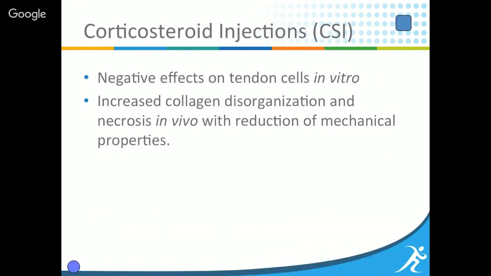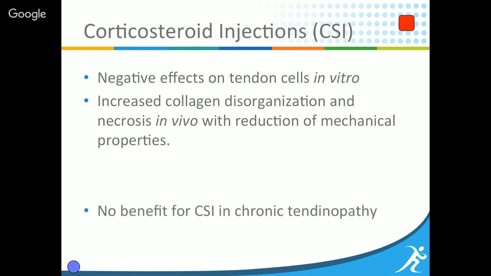So what they found was, one, there are negative effects in tendons in vitro. There is increased collagen disorganization and necrosis in vivo with reduction of mechanical properties. So in summary, corticosteroid injections, which are used quite frequently in practice, show no real benefit for use with chronic tendinopathy, and actually have the potential for an increased risk of injury based on the damage to tendons at the cellular level. I mean, I don't feel like I'm saying anything that's really groundbreaking.